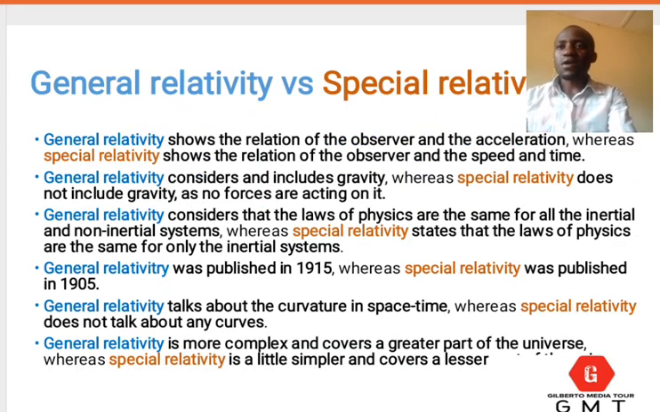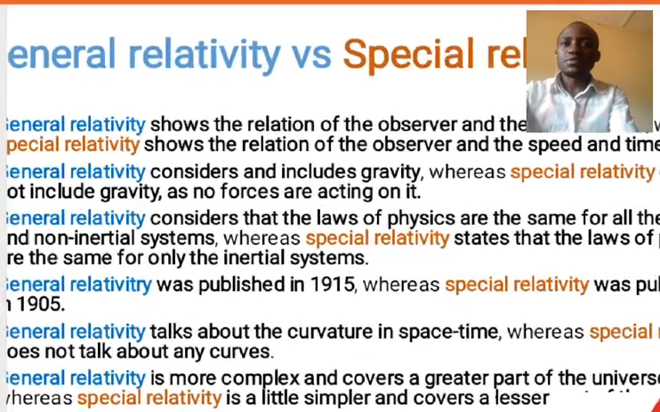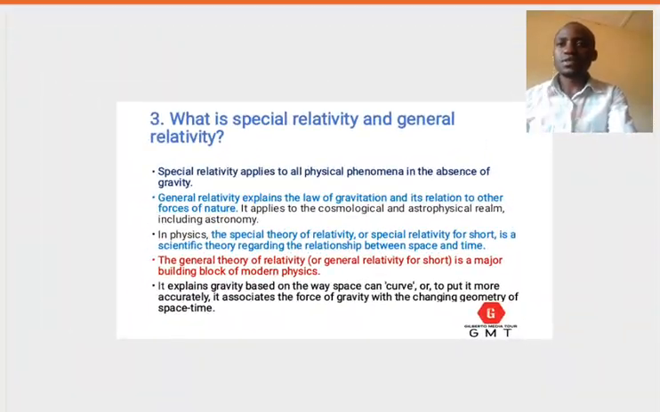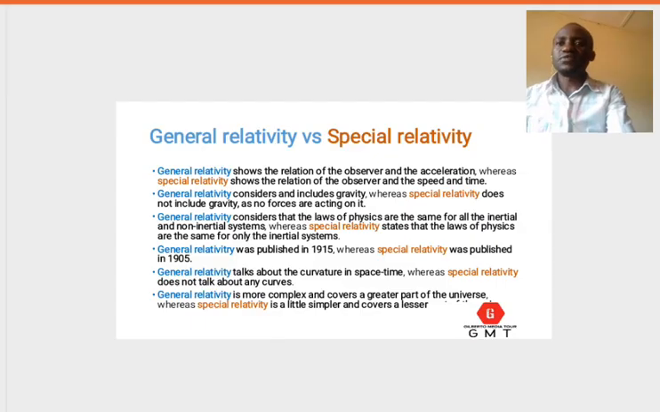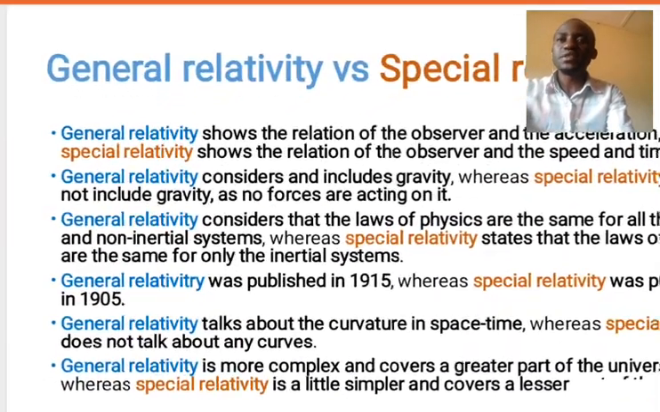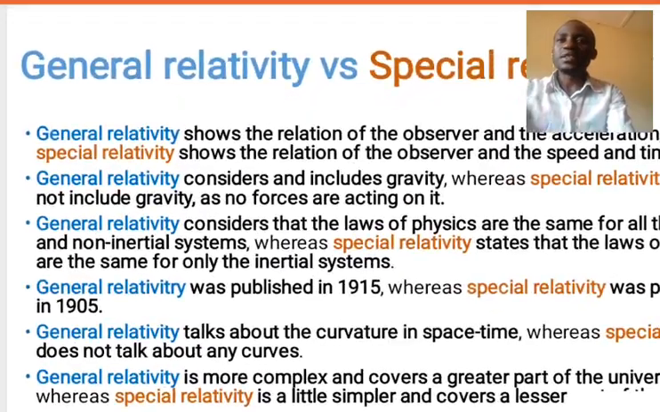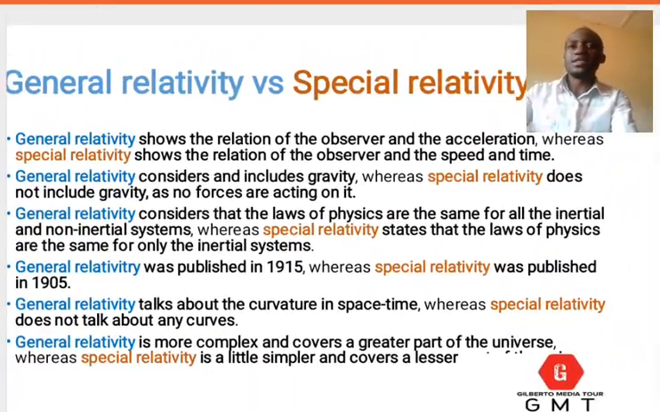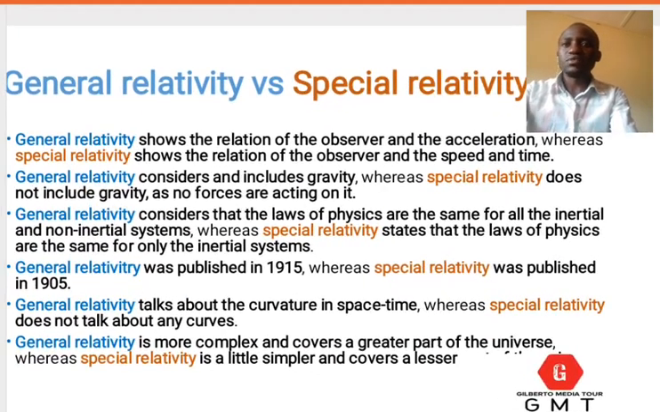So how are general relativity and special relativity different? What is the difference between special relativity and general relativity? You can see general relativity versus special relativity. Know that in general relativity there is acceleration, whereas in special relativity there is no acceleration. General relativity considers gravity, whereas special relativity does not.